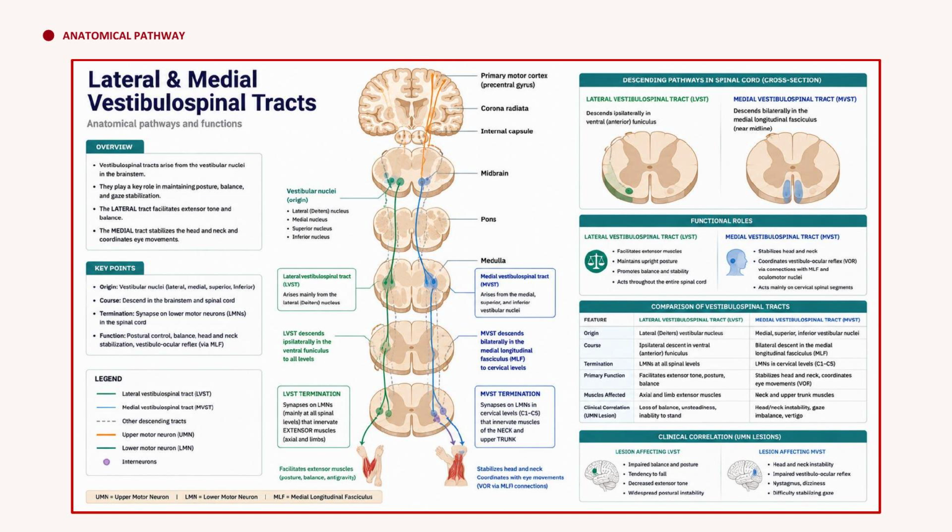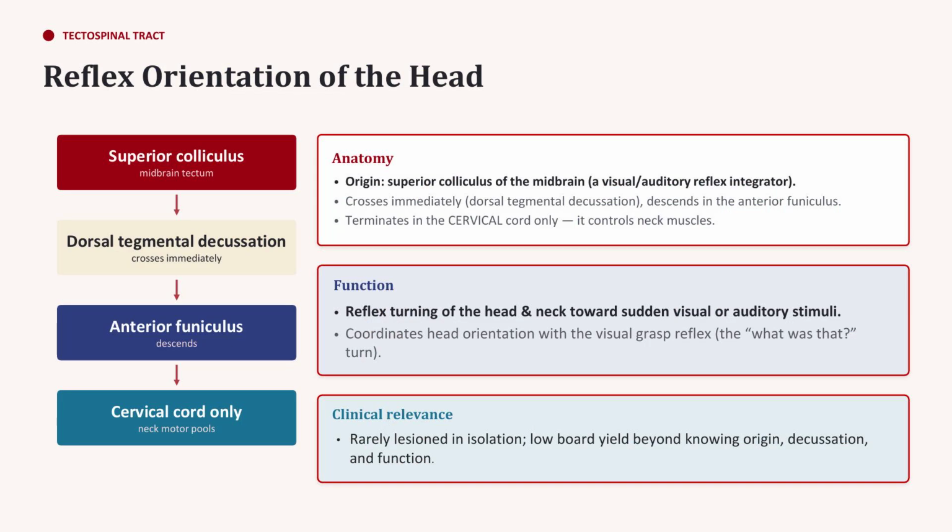Use the comparison table to fix the contrast. Whole cord versus cervical only. Extensor tone versus head and gaze stabilization. The tectospinal tract is the smallest of our descending pathways and the lowest yield, but it completes the set and it follows the template cleanly.